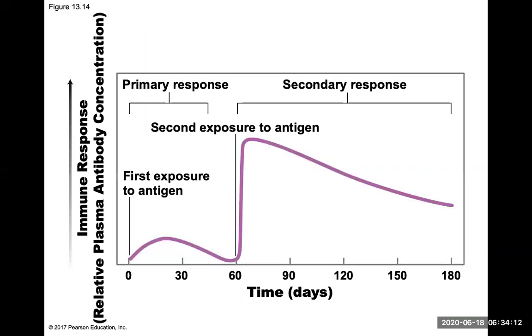So this is just a look at a graph showing the time in days of the first exposure, the primary response, and the immune response on the y-axis. You can see how the immune response for the first exposure is pretty low, but the second response is much higher because now the body has those memory cells which know how to react.